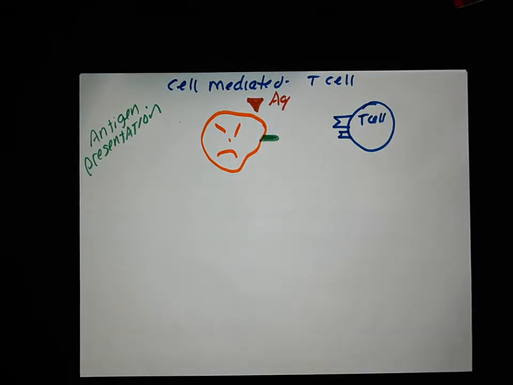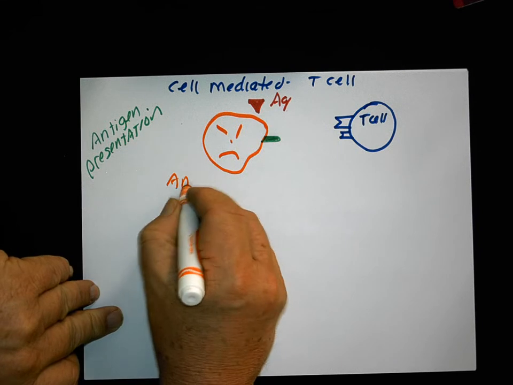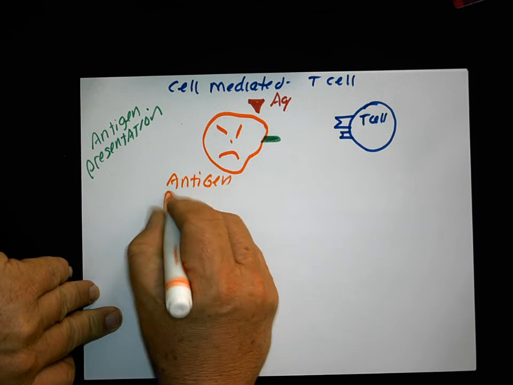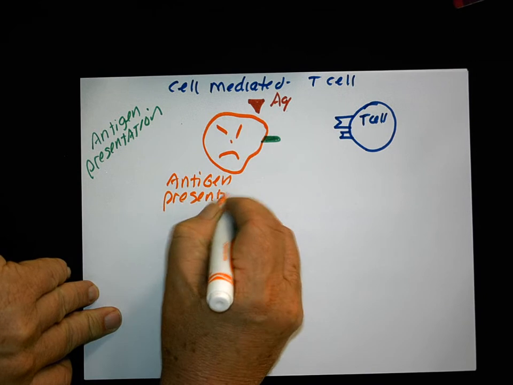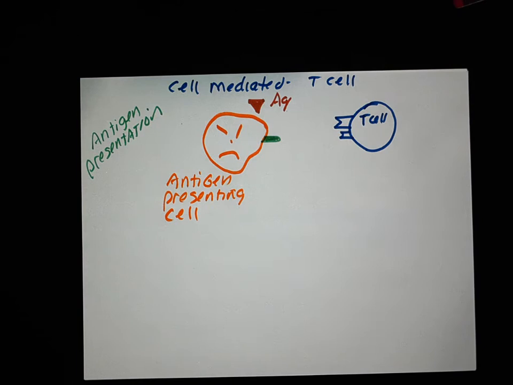And based on your knowledge of English, what does that mean? Has to be presented to it, exactly. So thus comes our friendly dendritic, or this cell. This is called the antigen presenting cell, APC. And there are several types of antigen presenting cells.